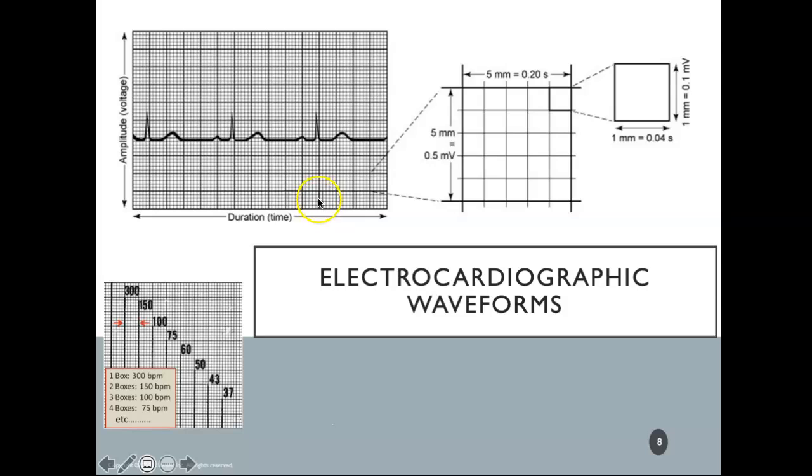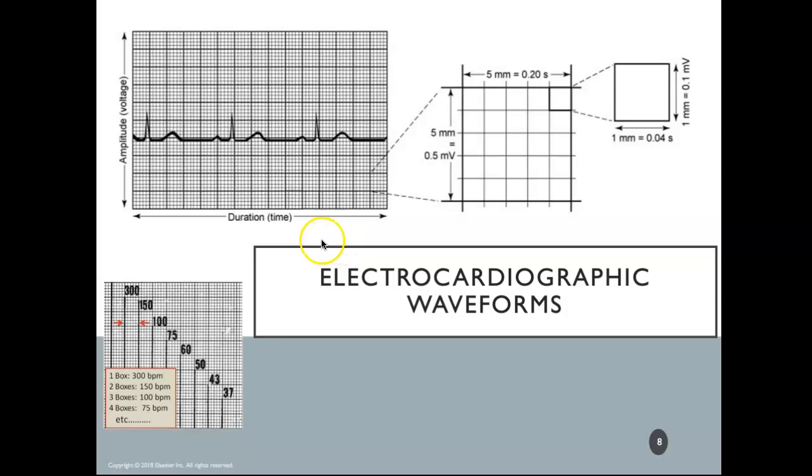These big boxes represent 0.2 seconds of time. The little bitty boxes are 0.04 seconds in time. So if you do the math, you take 0.04 and multiply that times 5, because there are 5 little boxes in one big box, that's going to be 0.2. So that's why one big box is 0.2 seconds. And you can take it one step further. How many big boxes will it take to make 1 second? It's going to take 5 boxes, because 5 times 0.2 is 1. So 5 big boxes make 1 second.